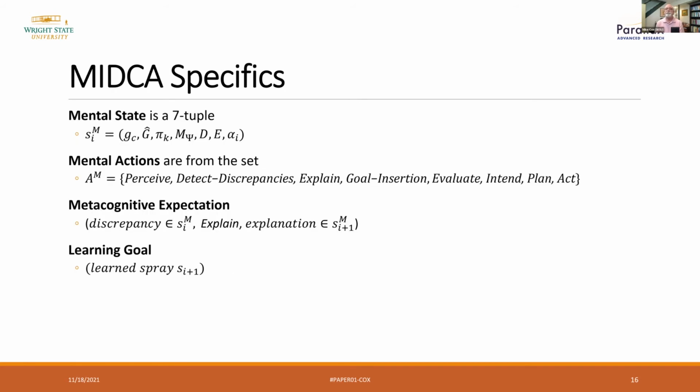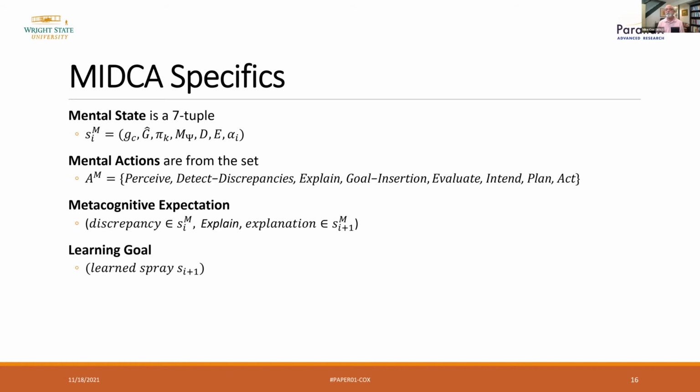So I said I'd be a little bit more specific about what a mental state and action are in some of these things. Here we have mental state as a 7-tuple. G sub C is the current goal, the goal agenda, G hat is the current plan, pi is our current interpretation of the state of the world, M sub phi is the set of discrepancies, explanations, and then the current step that was just executed, alpha of I.